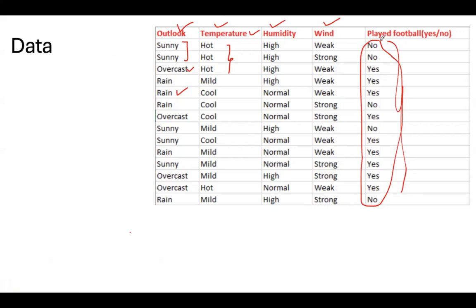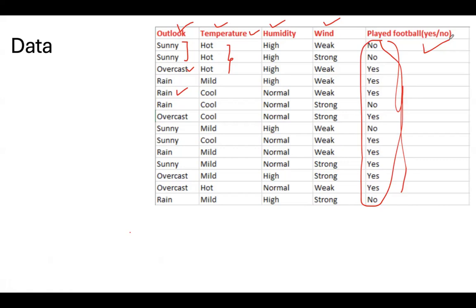So is there noise present in the system? Forget about those other parameters for a while. We only focus on the last column. Just focus on this column and see, is there any noise present in this? The answer is yes. There is noise present because in the final column, you have got some nos and some yeses.